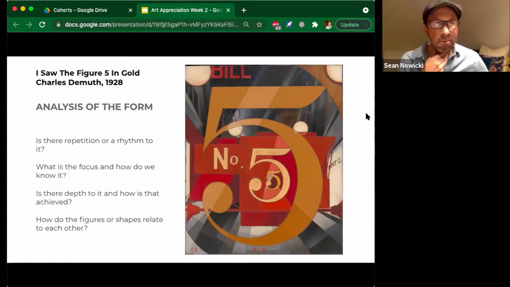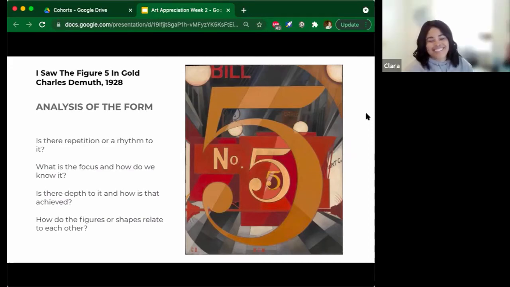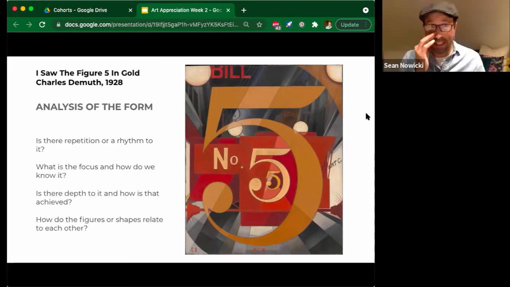Who wants to talk about what the focus of this is? Anybody want to do that? Five, yeah. And it's interesting that it's even in the title, right? I mean, it says, I saw the figure 5 in gold. So obviously the focus of this is the number 5. And how do we know that? I mean, the fact that there's this big thing staring at you, right?